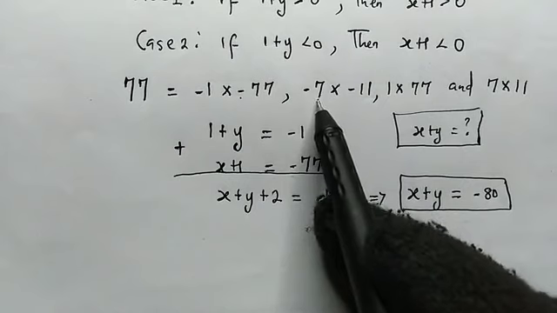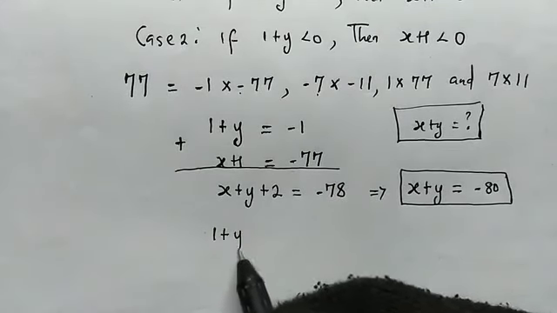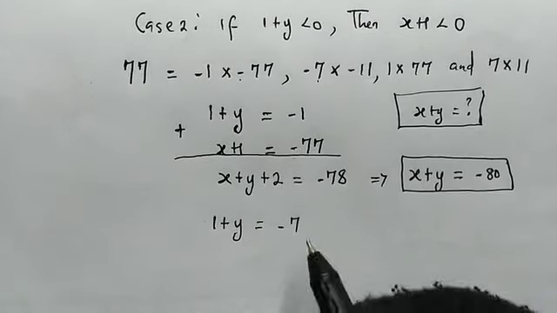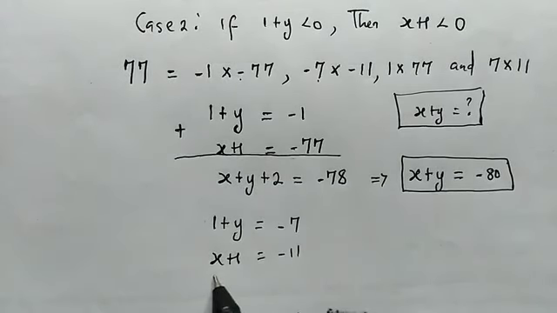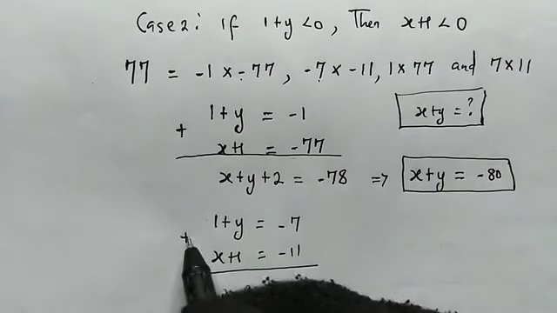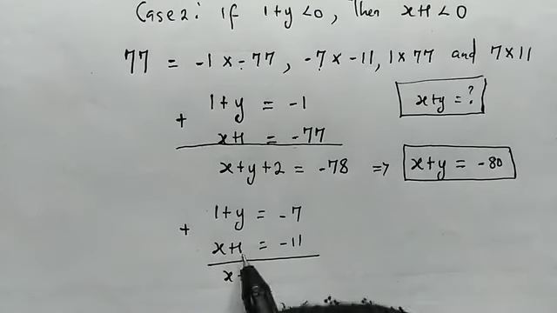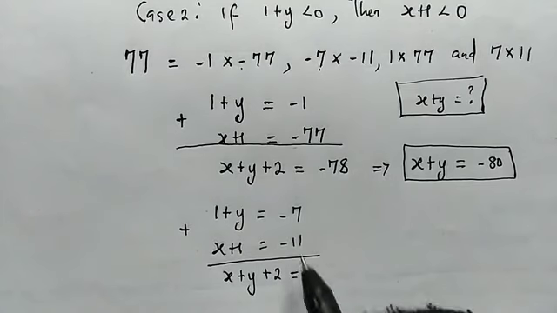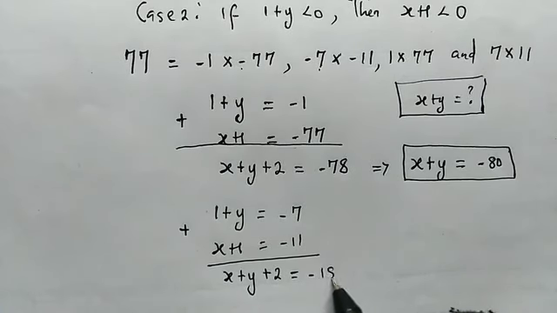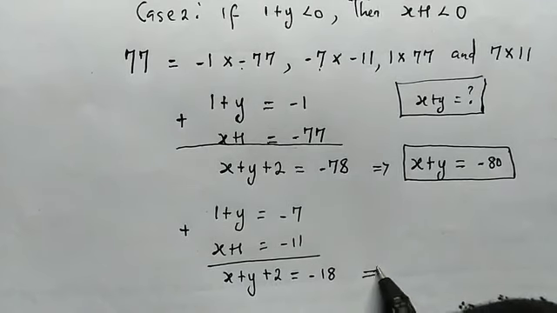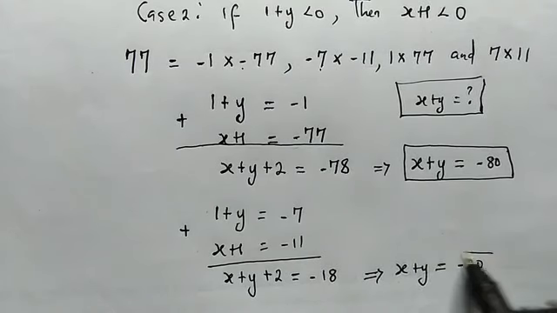Now let's go to the second one. Negative 7 is less than 0, and negative 11 is less than 0. So 1 plus y is equal to negative 7, and x plus 1 is equal to negative 11. Let's add both equations again. On the left hand side we have x plus y plus 1 plus 1, which is 2, equal to negative 11 plus negative 7, which gives us negative 18. Subtract 2 from both sides, and we get x plus y equal to negative 20. Amazing.